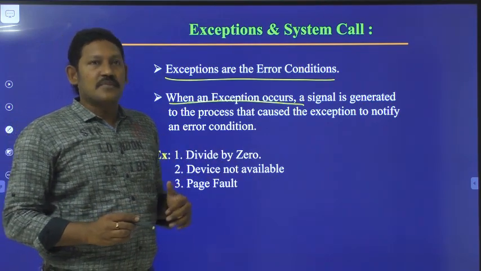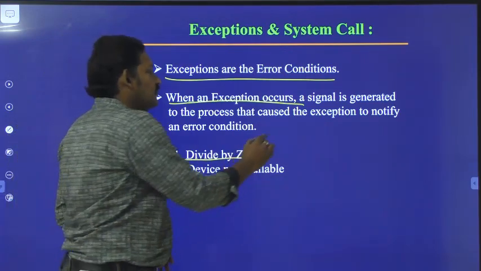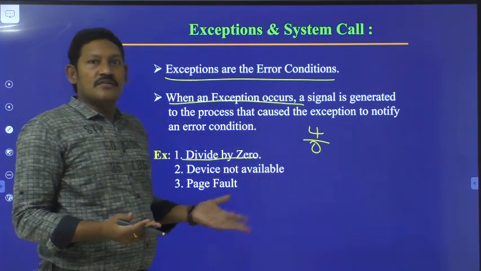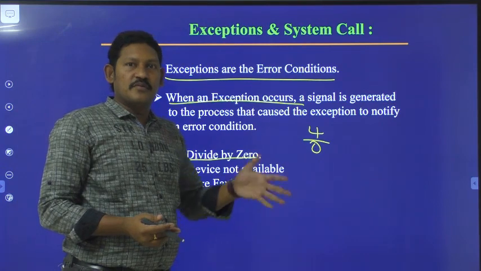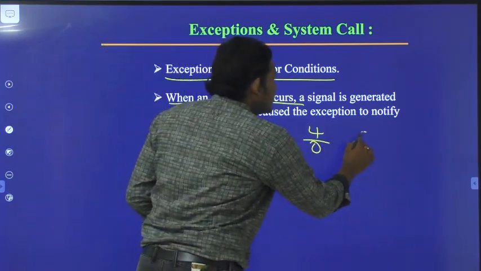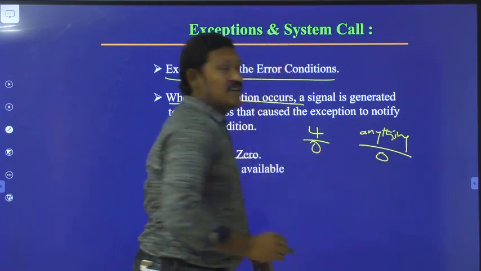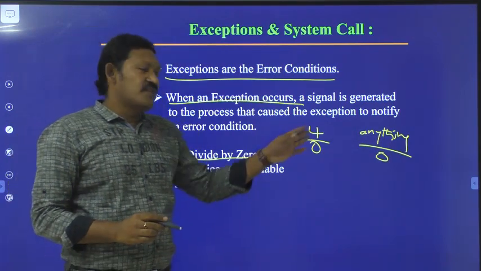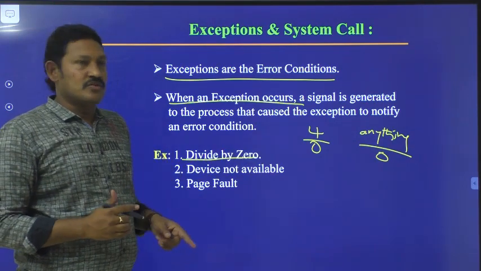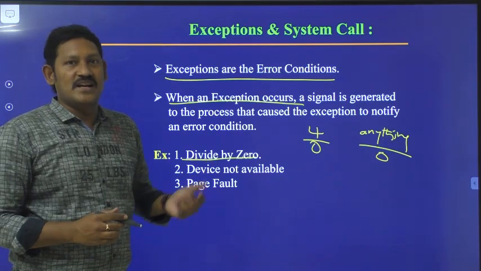Some examples of exceptions are divide by 0. If you write something like 4 by 0, we can't define it. 4 by 1 is 4, 4 by 4 is 1, that's okay. But anything divided by 0 is undefined, so it raises an exception. It's an error condition.